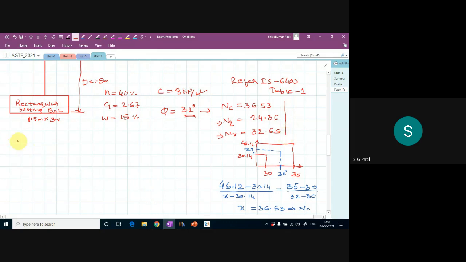Now what is the Q net ultimate from IS 6403? What is the equation? Can you recall the equation?